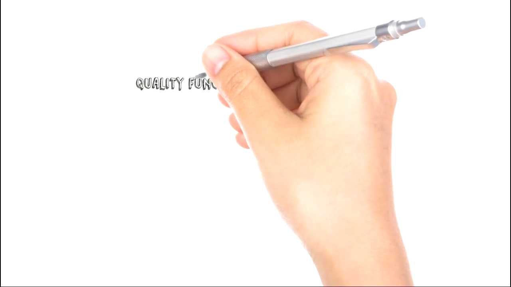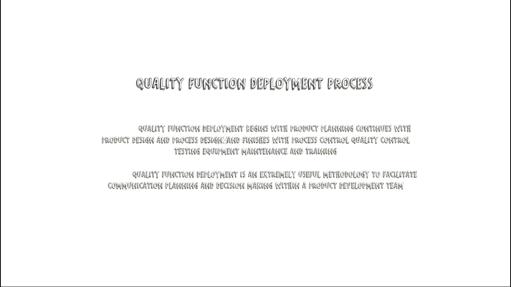So what is the quality function deployment process? Quality function deployment begins with product planning, continues with product design and process design, and finishes with process control, quality control, testing, equipment maintenance, and training. Quality function deployment is an extremely useful methodology to facilitate communication, planning, and decision-making within a product development team.